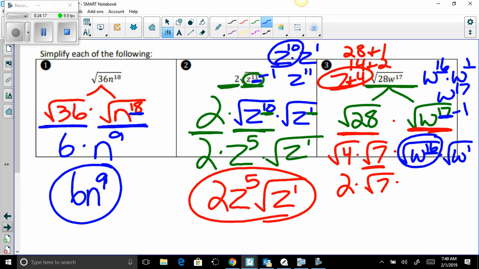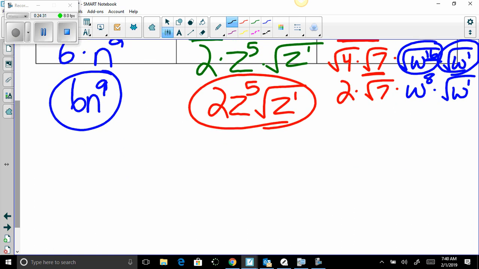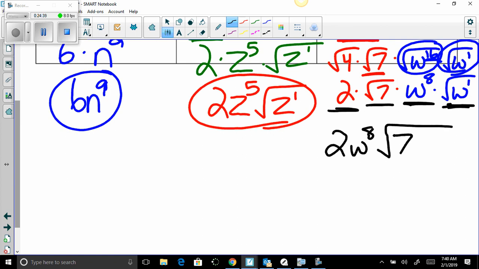So half of 16 is 8. Lose the radical because it's a perfect square variable. Is this a perfect square variable? It is not, so leave it. Remember my rule at the very end. Anything not under the radical goes together and it goes first. Anything under the radical goes together under one radical.